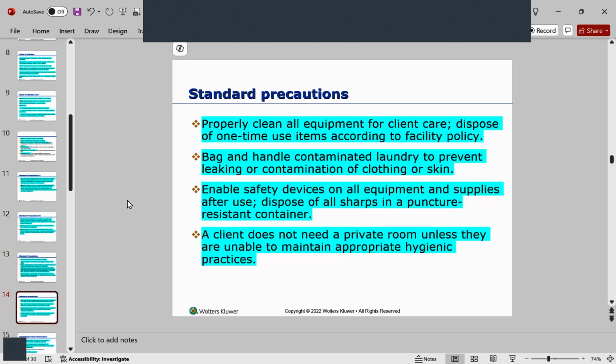Okay. So with standard precautions, you're going to clean all your equipment. Sometimes some facilities only use one-time use equipment, like they'll have disposable blood pressure cuffs in each room. But follow your facility's policy.